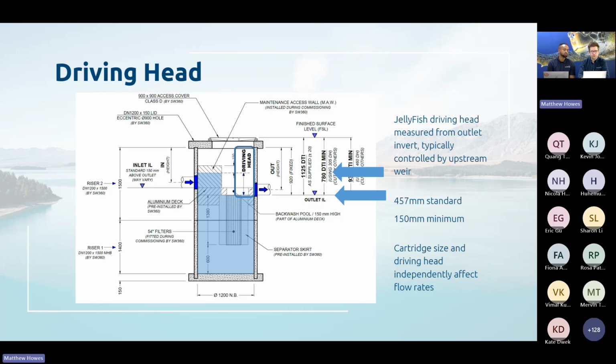But of course, if you have an outlet invert level and an inlet invert level that range, whether or not the fall through the Jellyfish is 150 mil or less, you're still going to have between 150 and 457 mil of driving head. That water surface elevation behind that maintenance access wall still needs to build up to that point for the device to operate at the treatment flow rate.